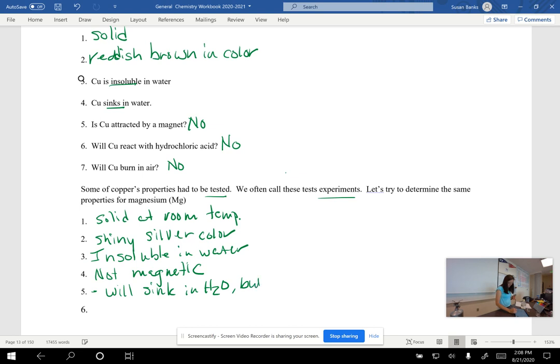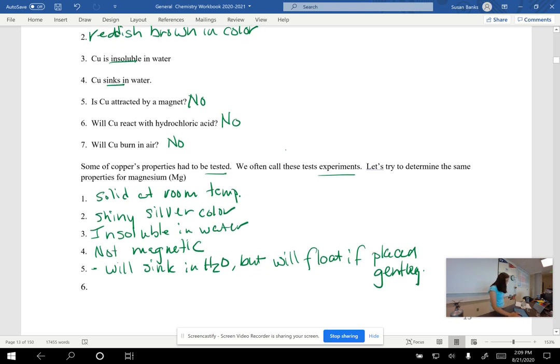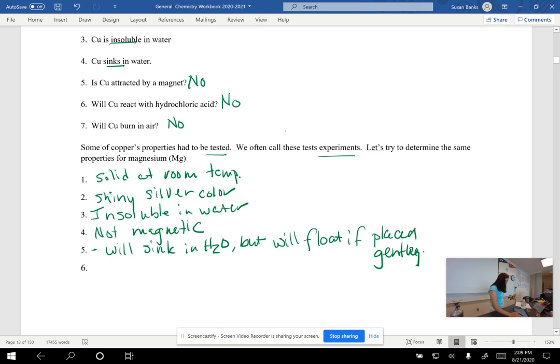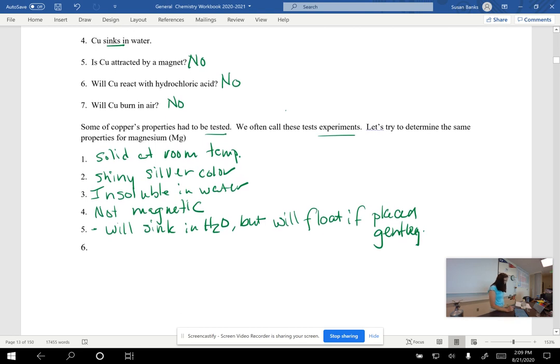but you saw some of them floating because they hit the water broadside. Will float if placed gently. So if it's placed gently in the water and we can use that surface tension of the water, magnesium is pretty close to the density of water. So it will float. Will it react with hydrochloric acid?